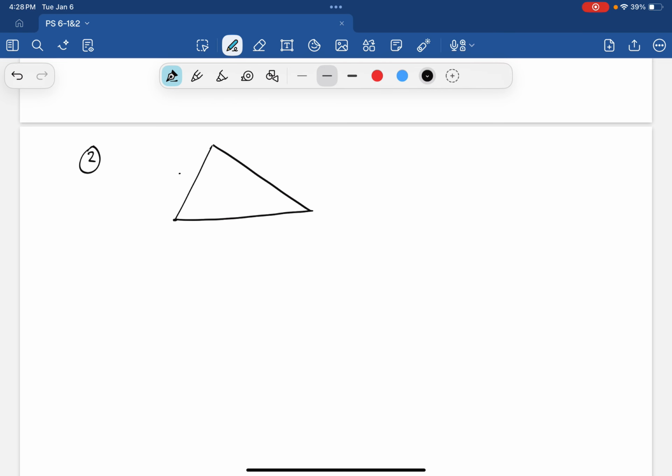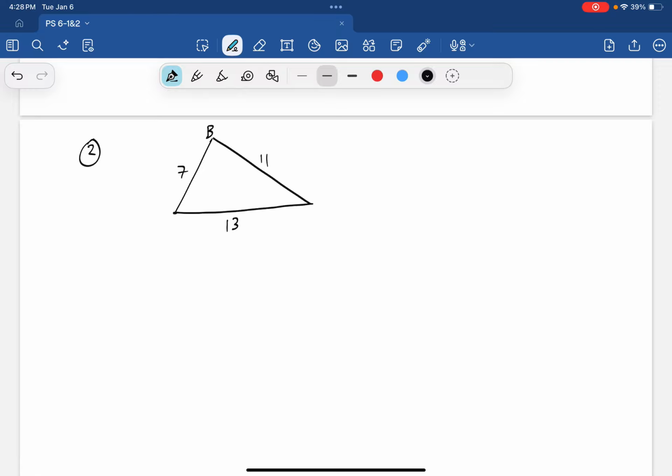Say this is 7, this is 11, this is 13. Right, we want to make sure we get the labels right. So 13 is little b, so this should be capital B. 11 is A, so this should be uppercase A. This should be angle C here. Okay, so we're just going to use the law of cosines successively.